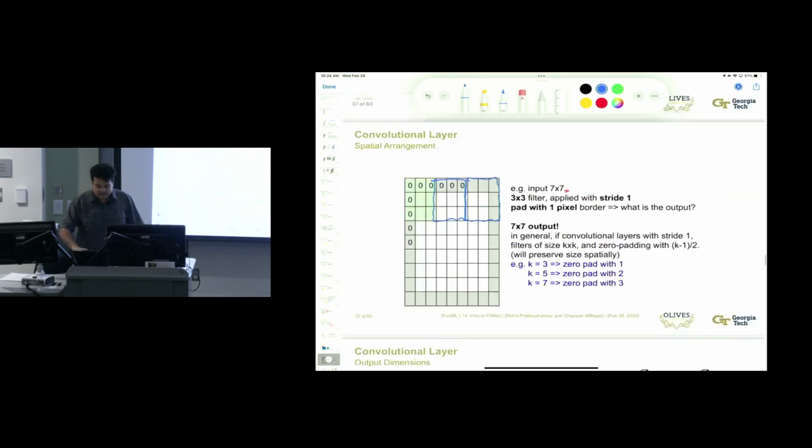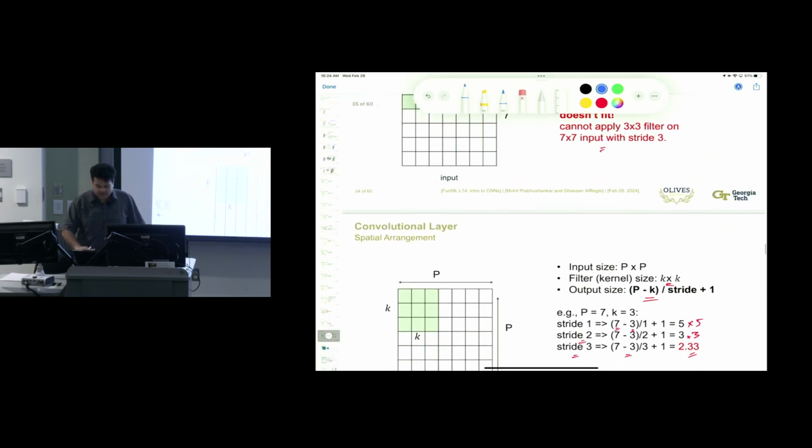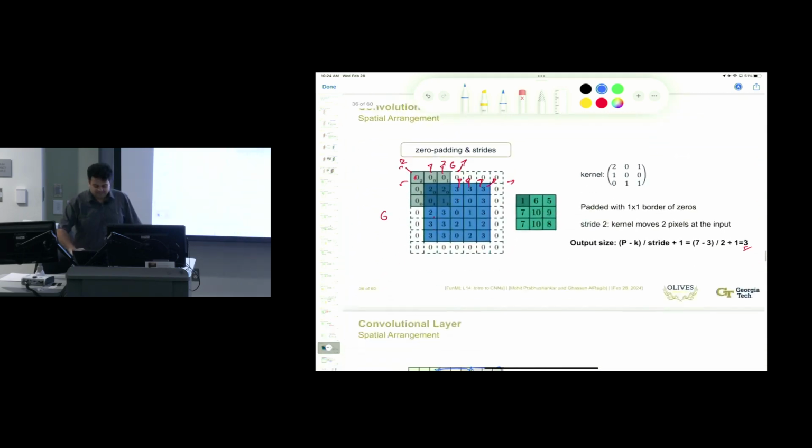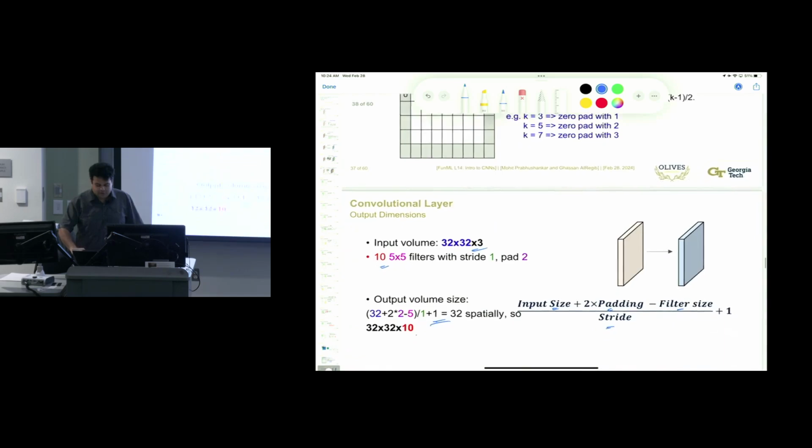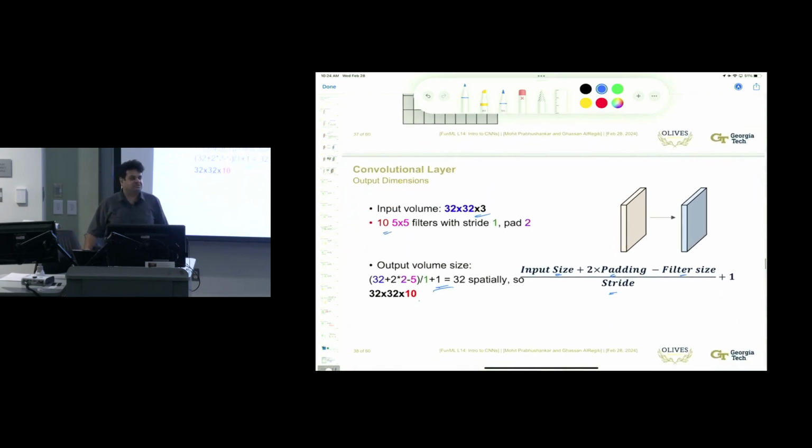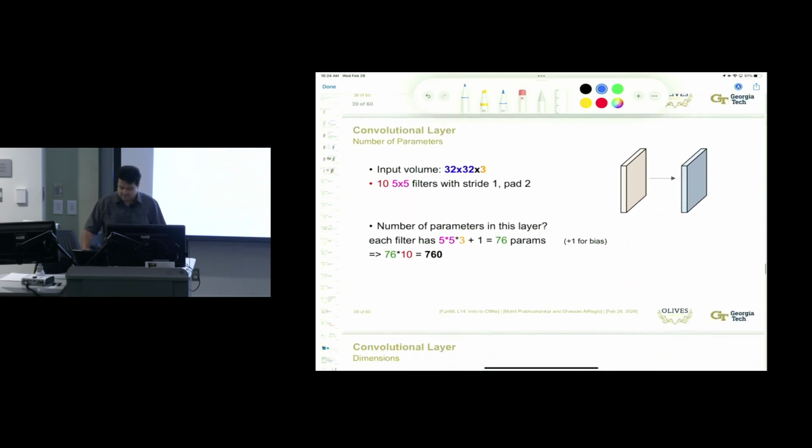Again, this is very similar to what we were doing before, p minus k by stride plus 1, except now we are adding the padding as well. We're multiplying the padding part by 2 and accounting for it with the k. I hope the output size is clear. It's just the same math that now moves with the zero padding part as well.